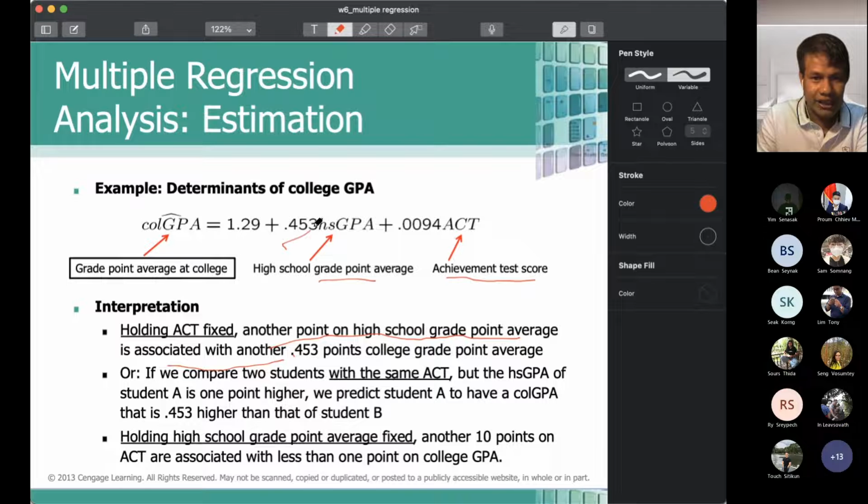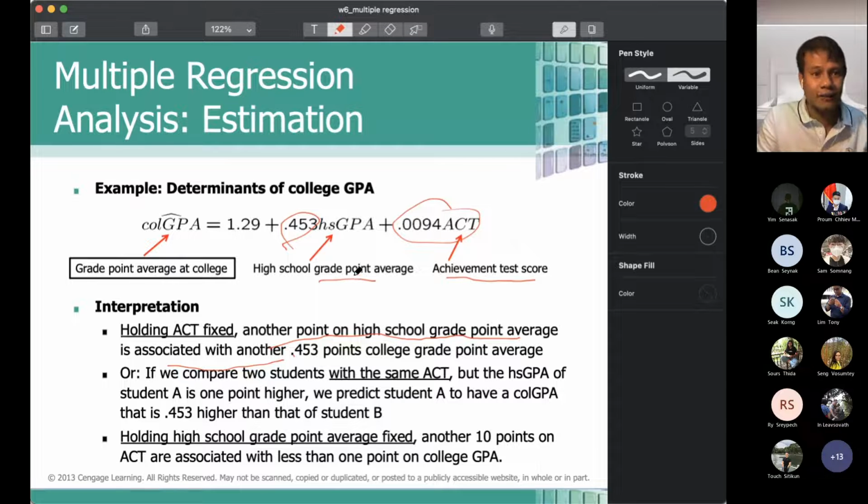0.453, the coefficient here, college grade point average. So if the high school GPA increases by 1 unit, the college GPA increases by 0.453 by holding ACT fixed. So in this model, we hold ACT fixed. In fact, we also say that we hold unobserved variables fixed, but it is difficult to prove this. All right, following me?